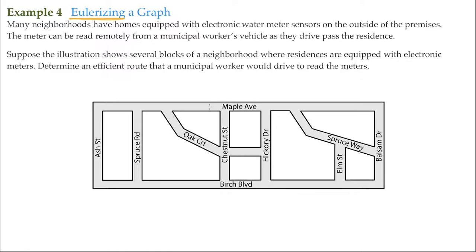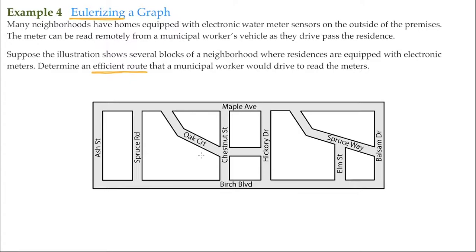So here we have this neighborhood here. We're gonna overlay a graph on here, and the idea is to create an efficient route. Now, since we're going to be Eulerizing this graph, once we make the graph, we'll notice that the graph will not have an Euler path or an Euler circuit.